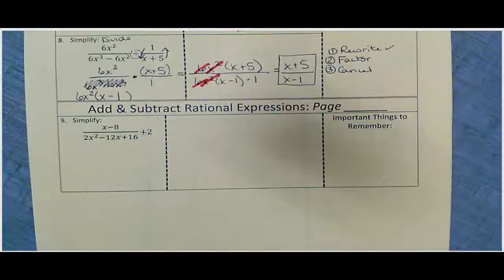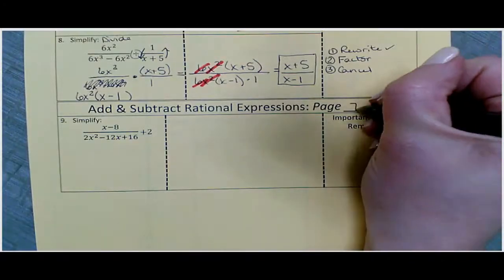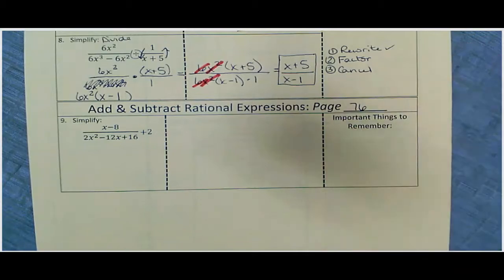Adding and subtracting rational expressions is the 6-3B notes. They should go on page 76 of your notebook. There are several steps here.